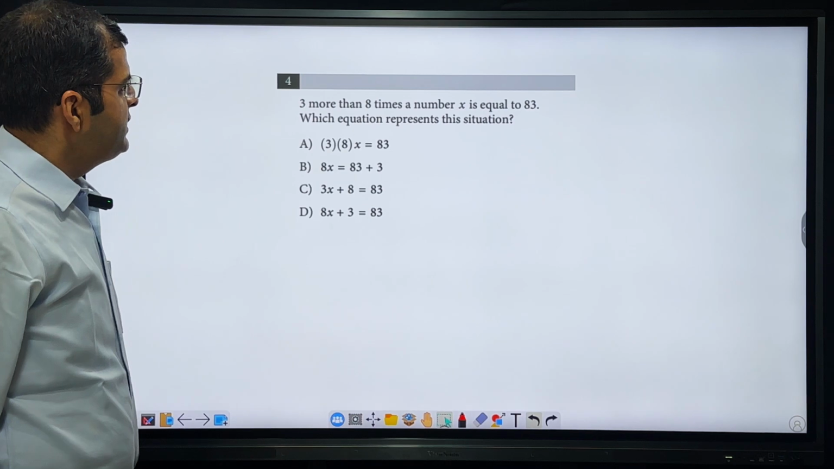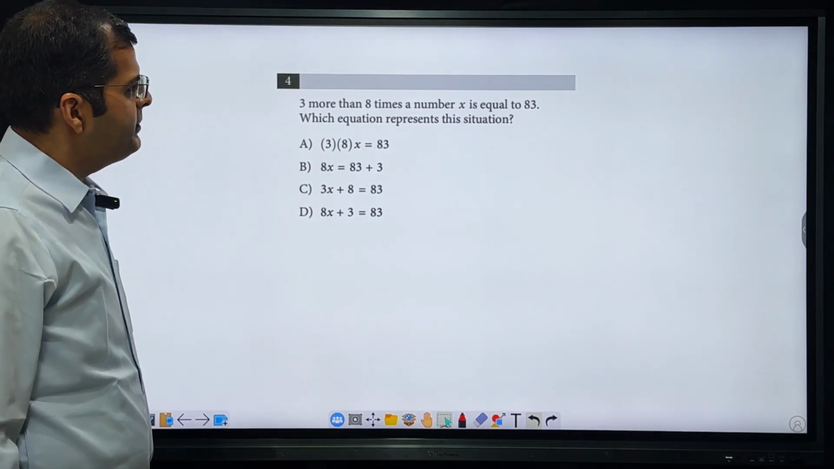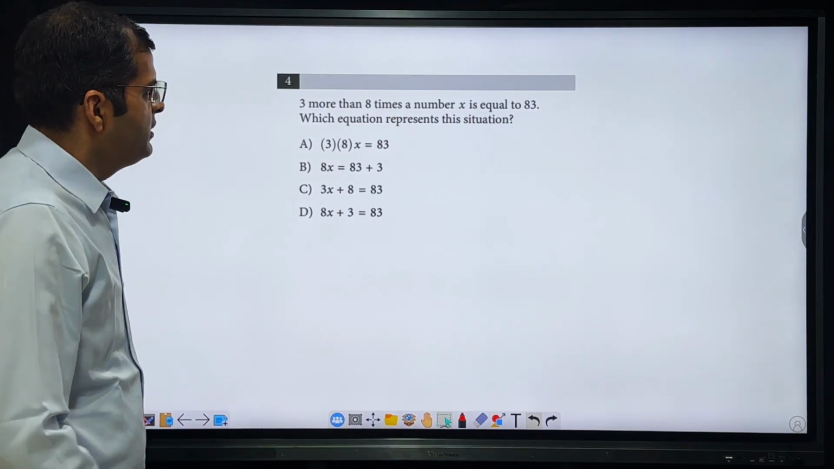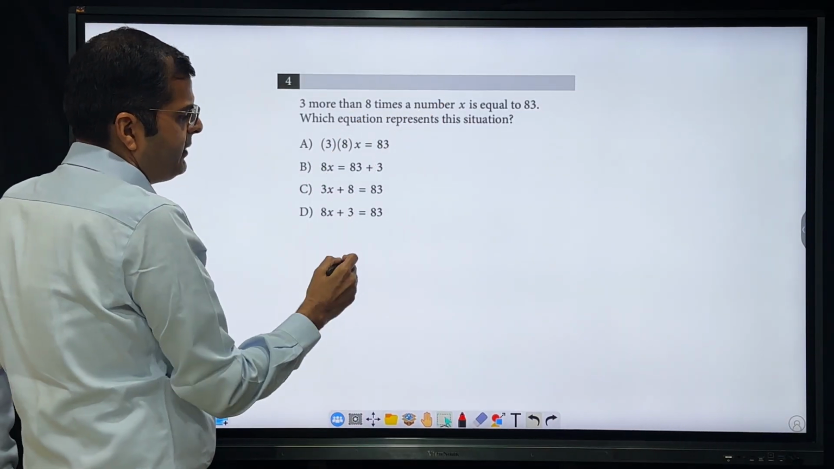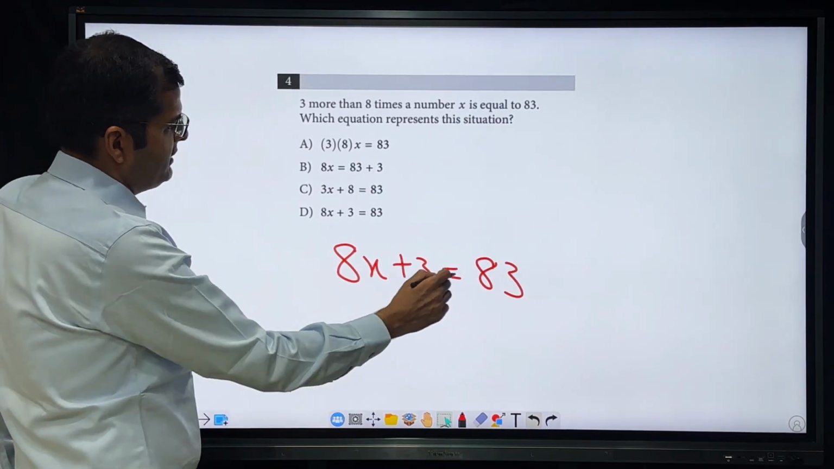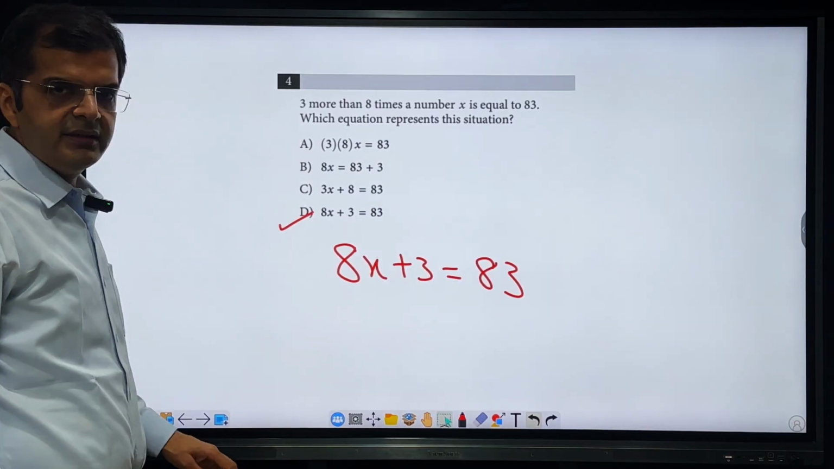Now this fourth question says 3 more than 8 times a number x equals 83. Which equation represents this situation? So 3 more than 8 times a number x. So that is 8x plus 3 equals 83. So 8x plus 3 equals 83 is answer option D. That is correct.